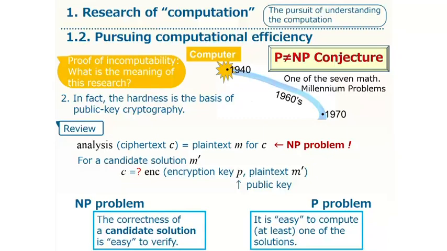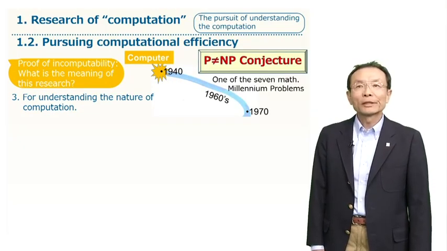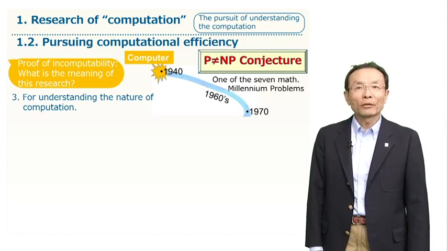Actually, this is why we need to understand the hardness of NP problems more. By the result of Cook and Levin, we roughly know that all top NP problems are equally hard. But if we consider more carefully, there should be some difference among the hardness, and this difference could be significant for our daily life. The third motivation is for understanding the nature of computation.